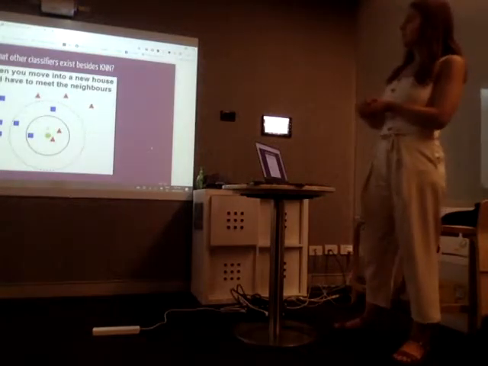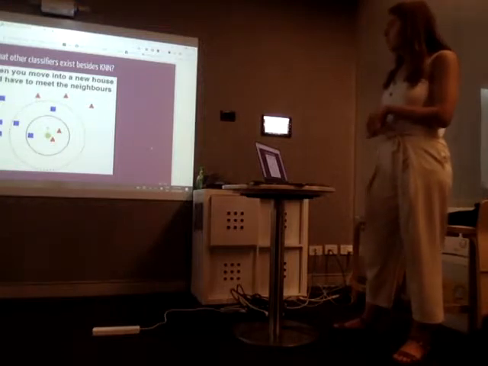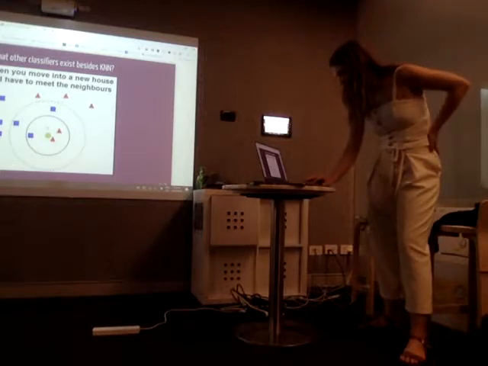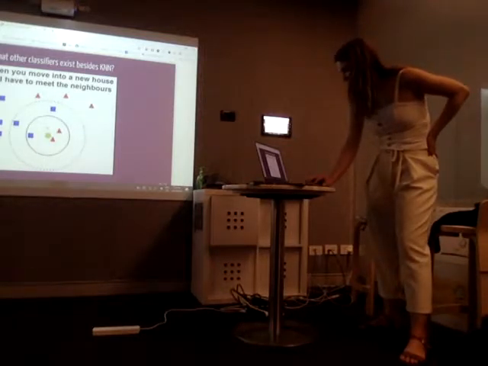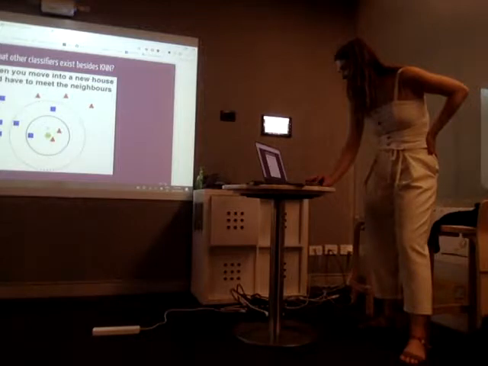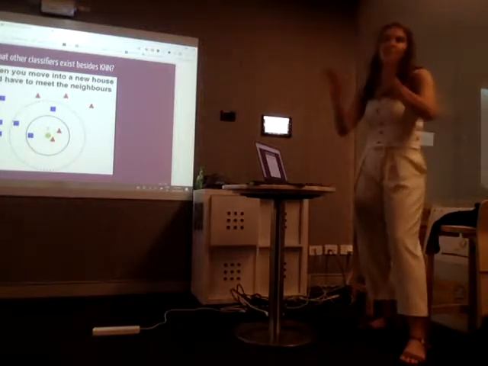So what other classifiers exist besides k nearest neighbors? This is a meme I saw. Here, in this case, we have k nearest neighbors. If you were looking at 3 neighbors, you'd be classified as red. If you're looking at 5 neighbors, you'd be classified as blue. Just lol.